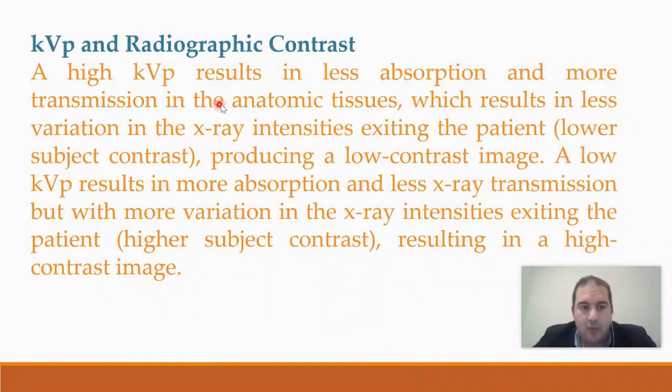High kV causes less absorption and more transmission in anatomical tissue, hence less variation in X-ray intensity. The subject contrast is low, resulting in a low contrast image. Low kV results in more absorption and less X-ray transmission with more variation in X-ray intensity.